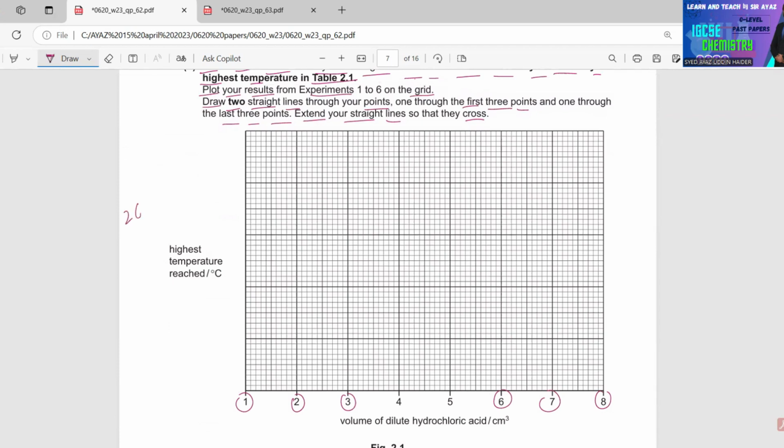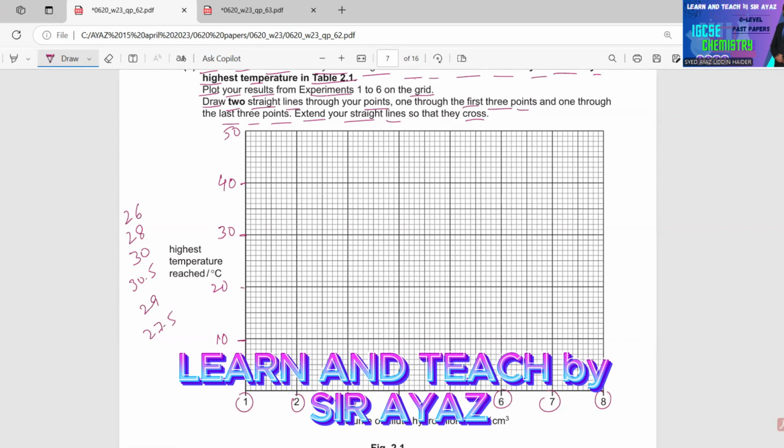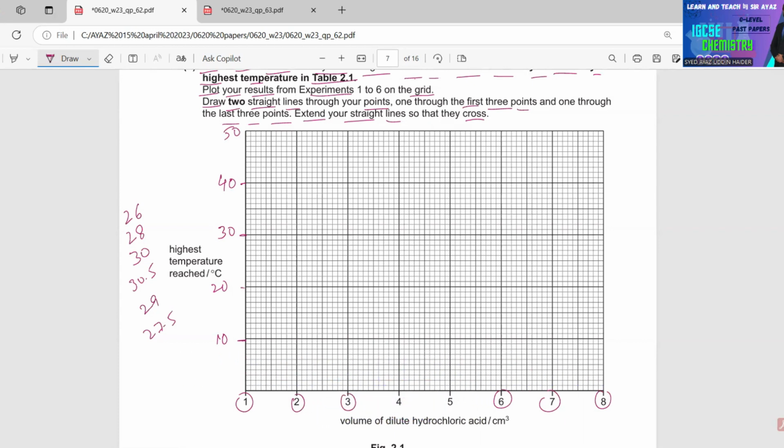We got 26, 28, 30, 30.5, 29 and 27.5. So I'll take this one as 10, 20, 30, 40. This must be 50. So experiment 1. For experiment number 1, the reading is 20. The volume of hydrochloric acid is 1 and the highest temperature attained is 26 degrees centigrade.